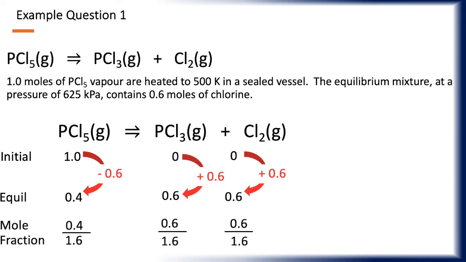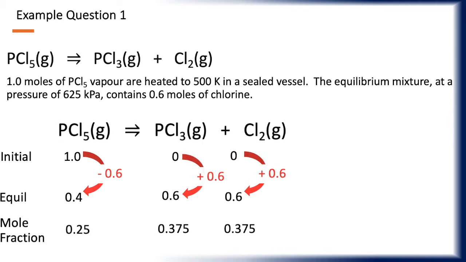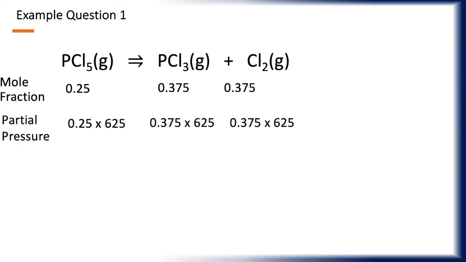And for that, we add up all those moles at equilibrium, which is 0.4 plus 0.6 plus 0.6 to give us 1.6. And the mole fraction is going to be how many moles we have divided by the total number of moles. As we've done that, if we work those out, we get the figures shown there. And now we can work out our partial pressures by multiplying by the total pressure, which is 625. And those give us partial pressures.